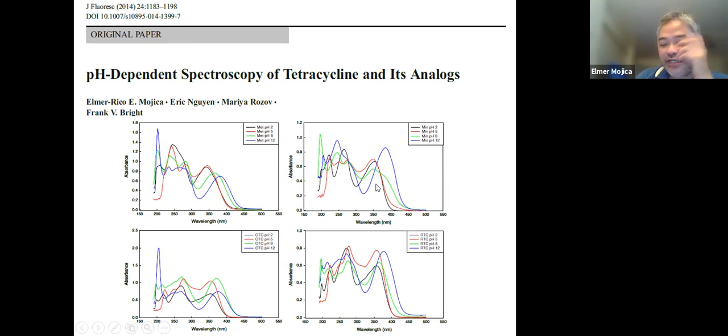So this is just, we could say, the absorbance that we have here. As you could see, as the pH changes, this is metacycline, minocycline, rolitetracycline, and oxytetracycline. But I have around 10 tetracycline analogs, and I'm just going to show you this one, at different pH.